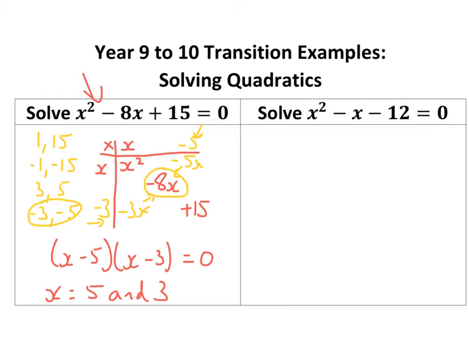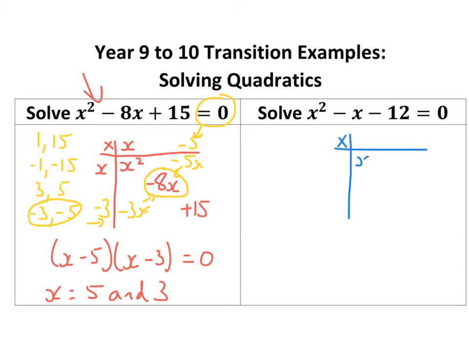But essentially the key to this is that you've got to have this equal to 0 at the start for it to work. At this stage they're almost certainly going to be equal to 0, but you might see some that aren't. Okay, so we're going to do the same sort of thing here. I'm going to draw my little table.